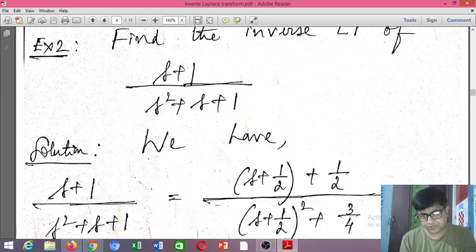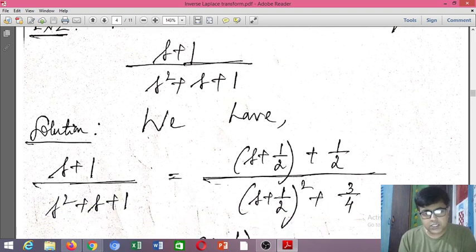Now how do we get it? If you look at this function very carefully, you can bring it into the known form. How can we do that? Look at the denominator, s square plus s plus 1. There is no twice s term, but you can bring a twice s term in the form of s plus half whole square.